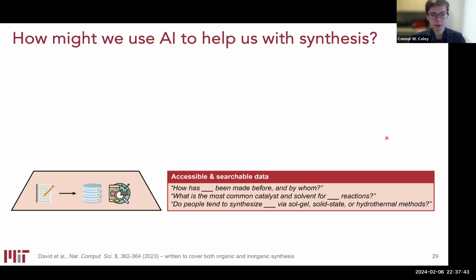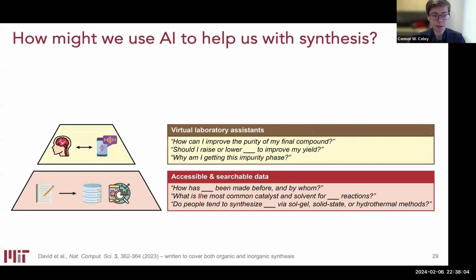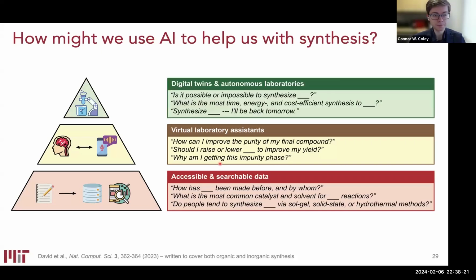And so there's a lot of different opportunities in this space, and AI for synthesis is a rich field of its own. We've written about this both for organic and inorganic synthesis in the past. The foundation for everything that we will do is going to be data. So having accessible and searchable data is really a good foundation for using AI to help with synthesis. But we might then want help acting on that data and analyzing that data. And so we might imagine these virtual laboratory assistants that we can interact with and help us troubleshoot, right? Like an expert chemist in a lab could do.